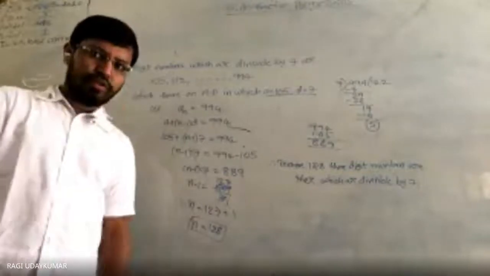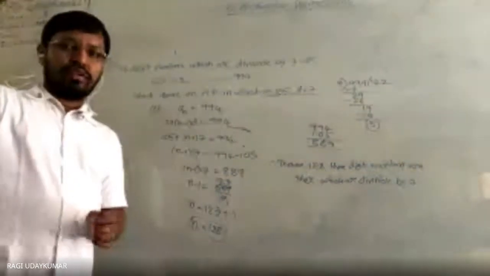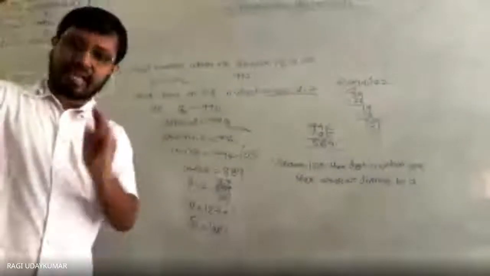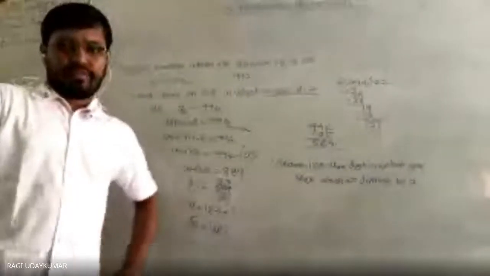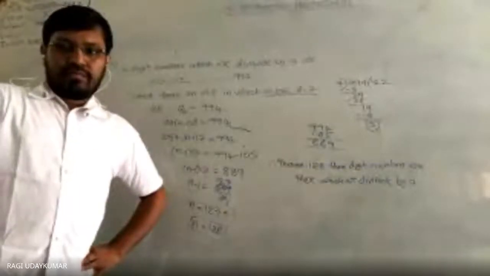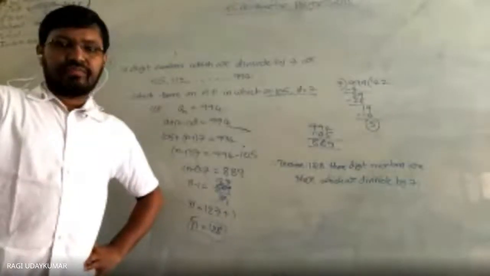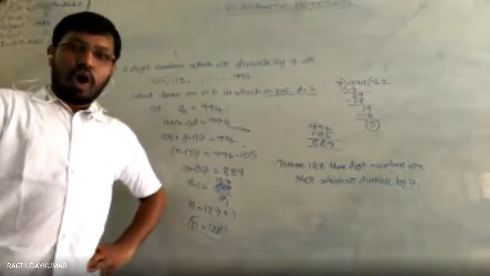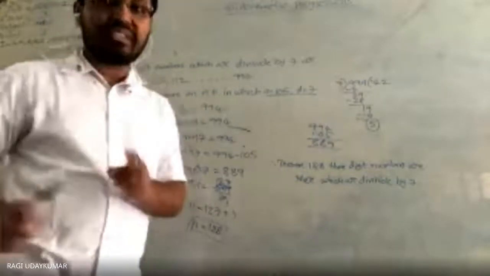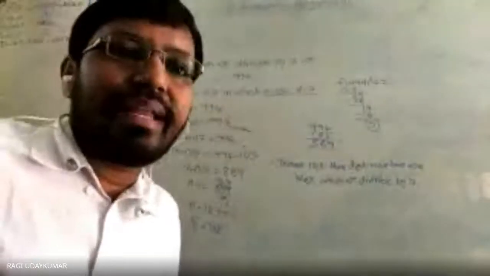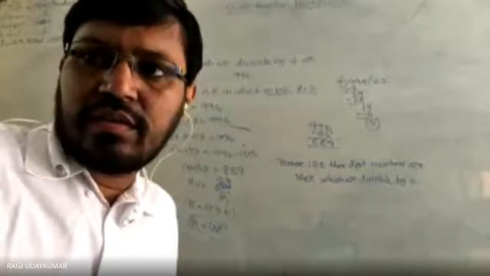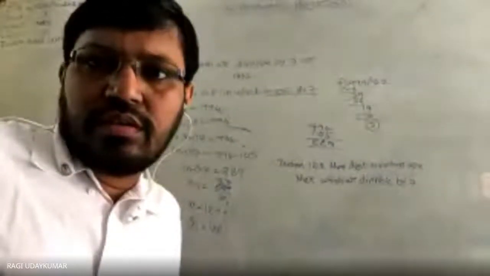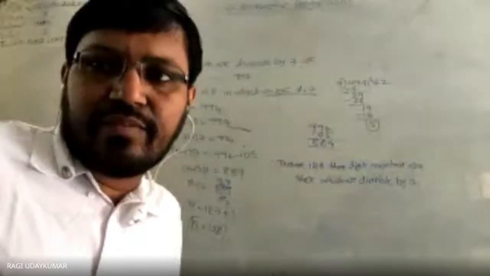Okay, I'll ask a small question to you. How many 2-digit numbers are there in the number system? Completely, how many 2-digit numbers are there? Can anyone say? First, I'm asking how many 2-digit numbers are there in the complete number system? Can anyone say?